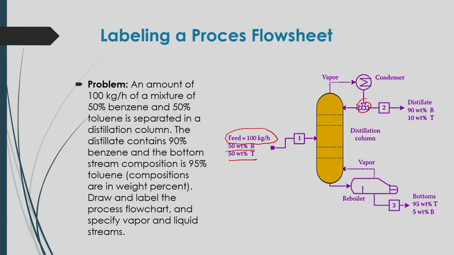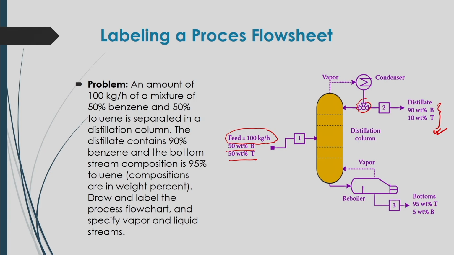One part will go back into the distillation column, another part will be taken out as a distillate, where 90% benzene and 10% toluene is mentioned here. And as a bottom product, some portion of this bottom product will be reboiled and sent to the distillation column as a vapor, and the remaining portion will be taken out as the bottom product, where 95% will be toluene and 5% will be benzene as weight percent.